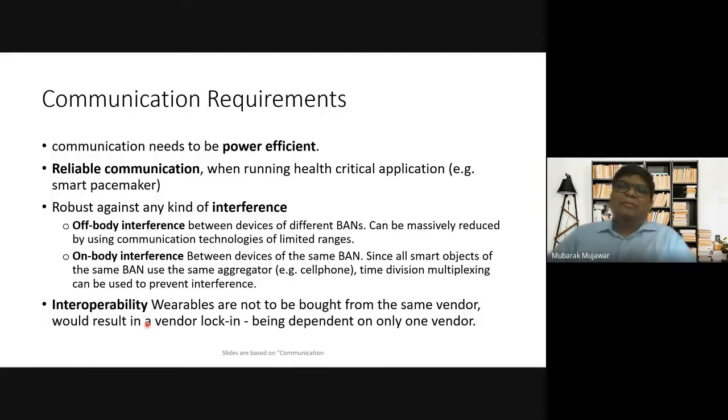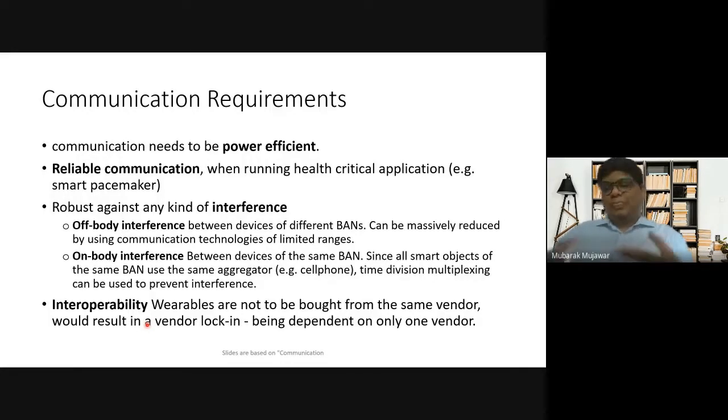And lastly, we should have communication which is interoperable. For example, for a pacemaker, I might be using proprietary communications, and for my wearable device, I might be using an IEEE standard, because I'm buying those wearable devices from different vendors. One I'm buying from Apple or Samsung, the other I'm buying directly from a private vendor.